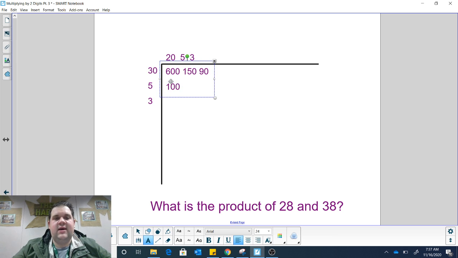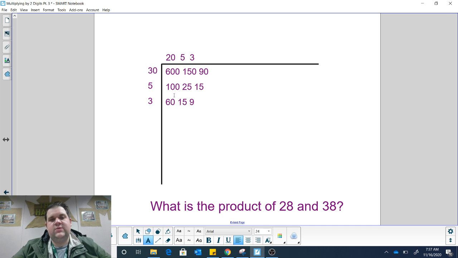5 times 20 is 100. 5 times 5 is 25. 5 times 3 is 15. 3 times 20 is 60. 3 times 5 is 15. And 3 times 3 is 9. Now I've got my array built. I'm going to add all these parts together to get my answer.